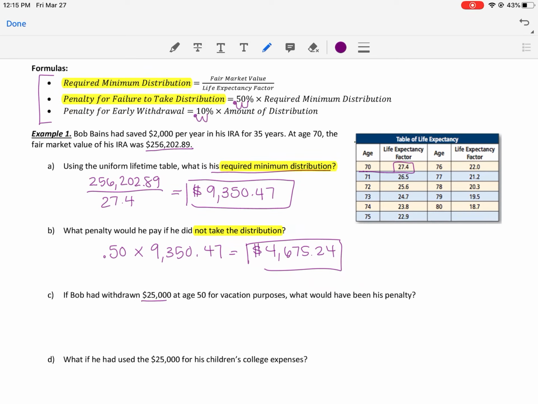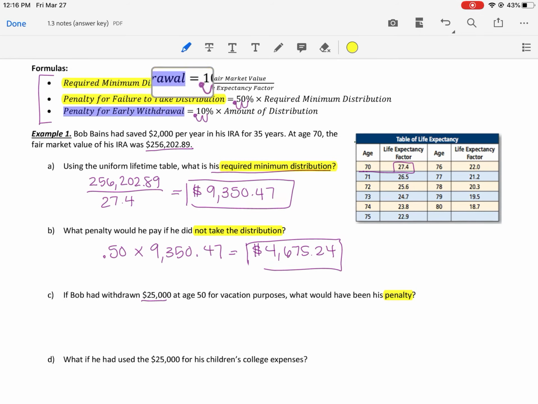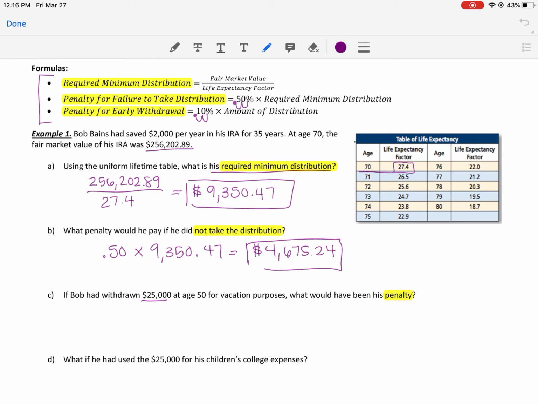Okay. Now we say if Bob had withdrawn $25,000 at the age of 50 for vacation, so that's not necessarily like a legitimate purpose, what would have been his penalty? So in this case, we're talking about the early withdrawal. So we're doing 10%, which is 0.10, times how much he took out, which in this case is $25,000. So you get $2,500.